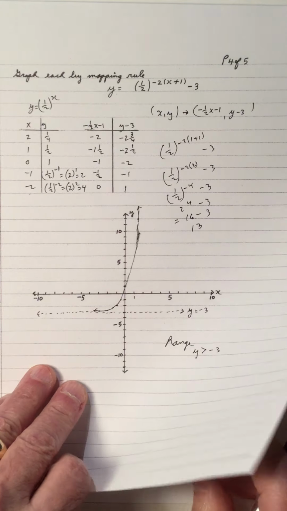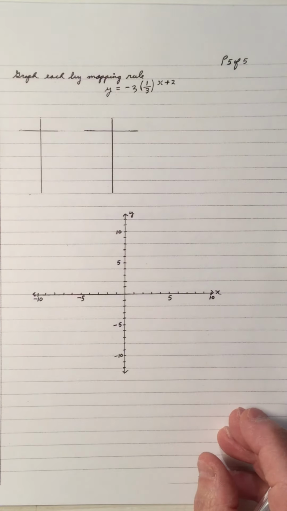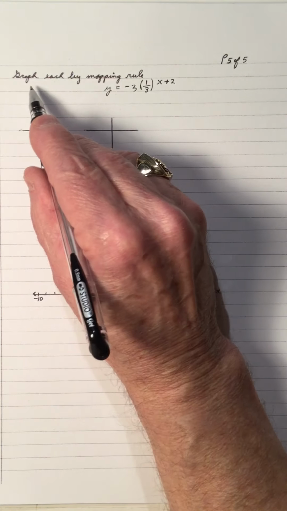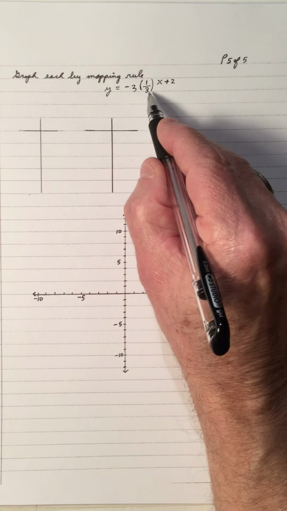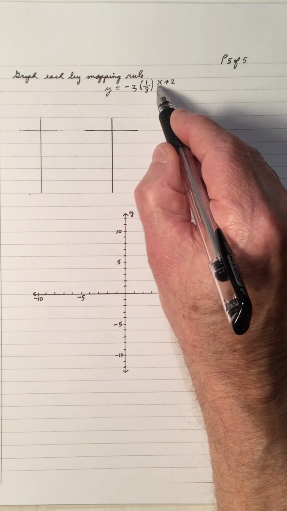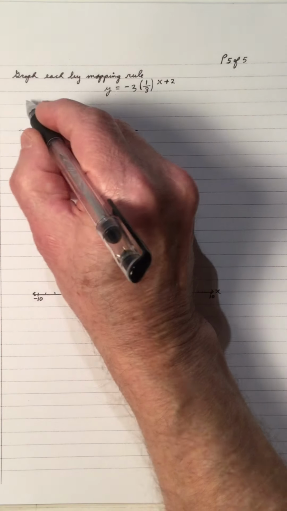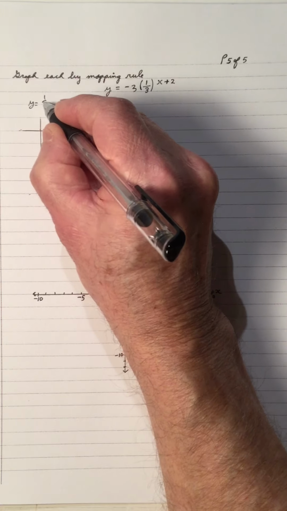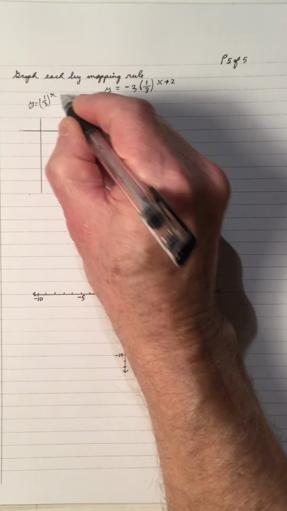Okay, let's try another one. And you should know how to handle it by the pattern I'm creating. A graph with this: y equals negative 3, bracket 1/3 base to the x plus 2. So the basic equation, the base is 1/3, so it's 1/3 to the x.